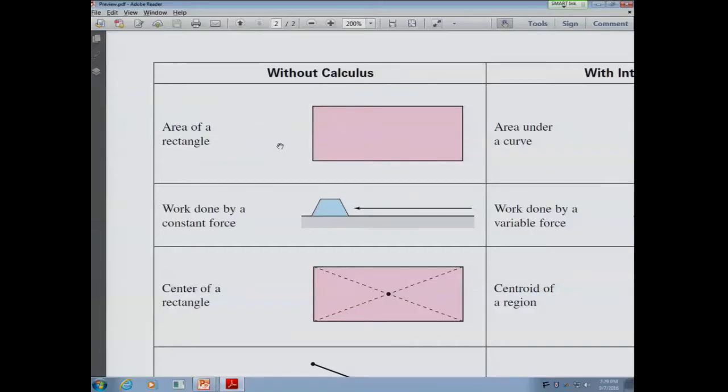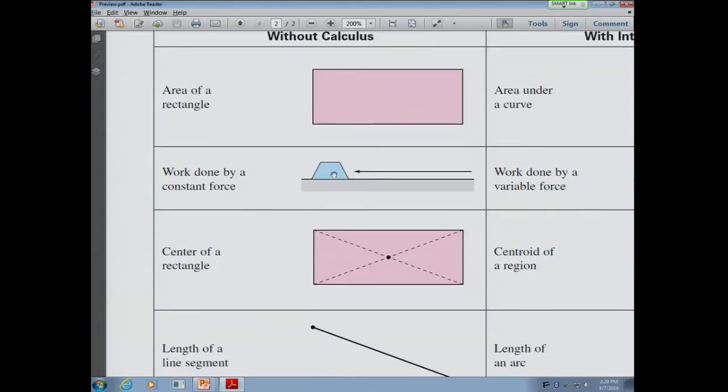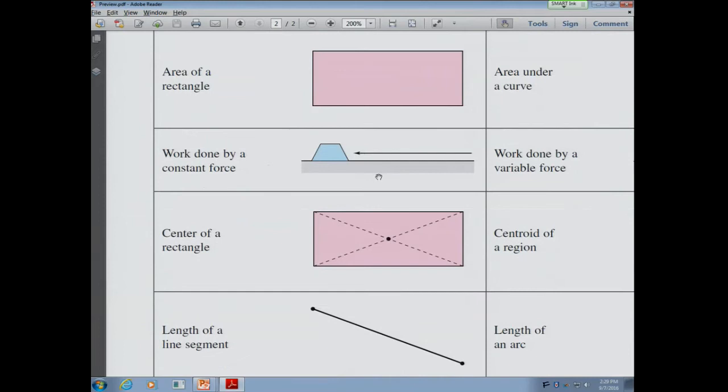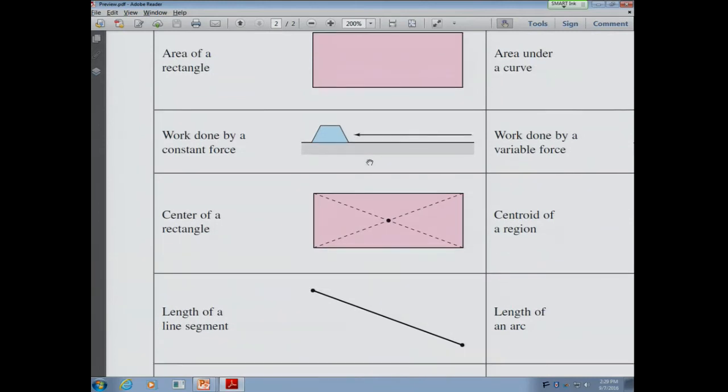Let me take a look at a few of these. These are a little bit different. They deal with things like area. So area of a rectangle, area of a square, area of a triangle, these are all things you can compute using a geometric formula. A work done by a constant force, force equals ma, so work equals force over distance. You're able to really compute that pretty readily.